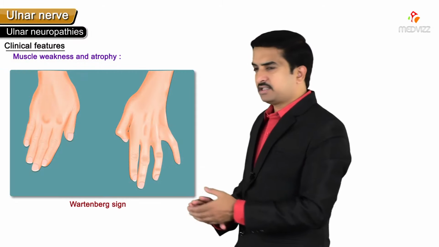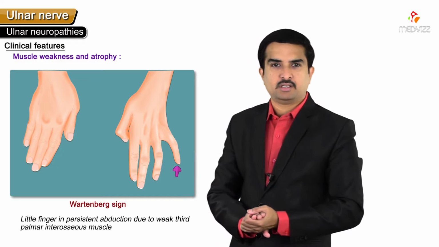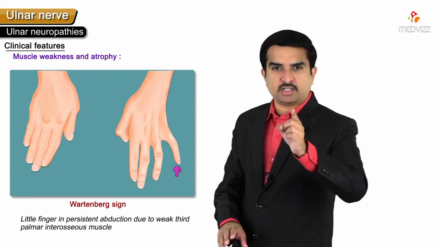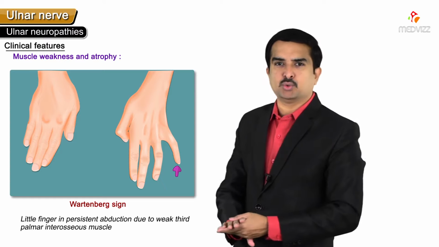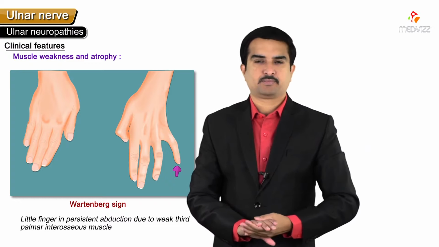So in the Wartenberg sign, the little finger will be in persistent abduction. So persistent abduction of the little finger is called Wartenberg sign. It is mainly due to weak third palmar interosseous muscle.